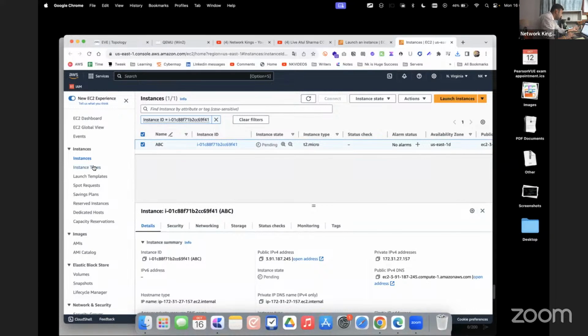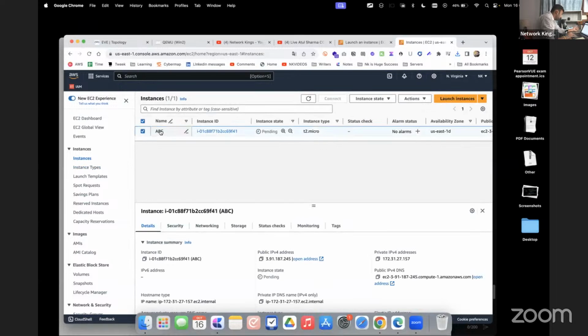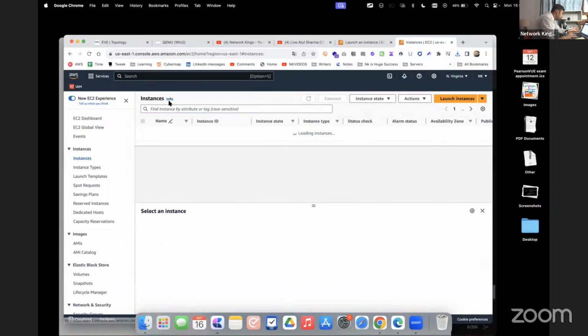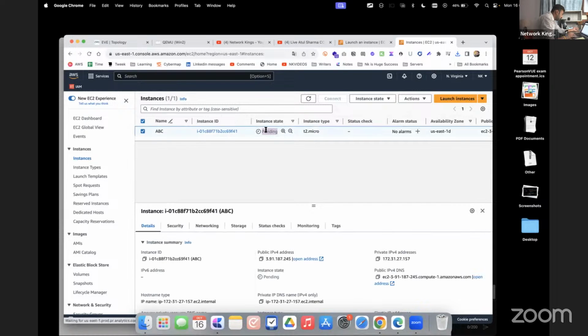Okay, think about how long it took me, it didn't even take 1 minute. It hardly took a few seconds, and my server got this public IP address. So you can see this is the public IP. From this IP, we will be able to access it. And currently the instance state is pending. I think it will take 5 minutes.